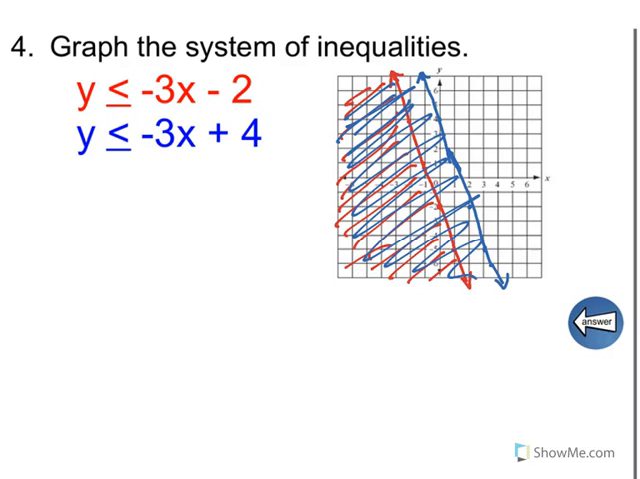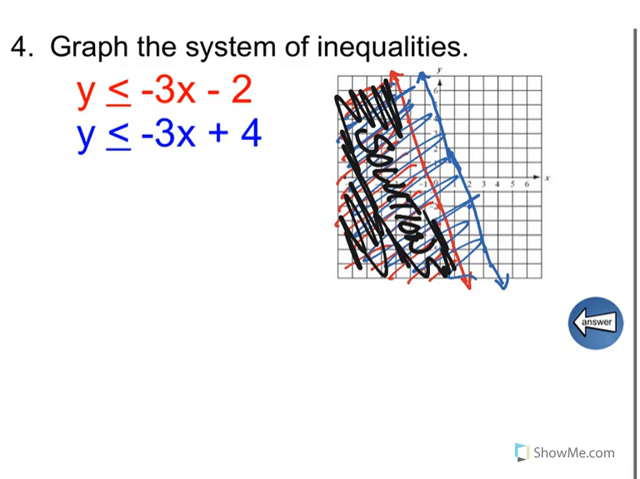So my solution for this one, again, is where they overlap. They overlap here. So again, my solution is going to be everywhere that they overlap. So all of the red solution, but we're excluding some of the blue. So this is the solutions below one of the lines.